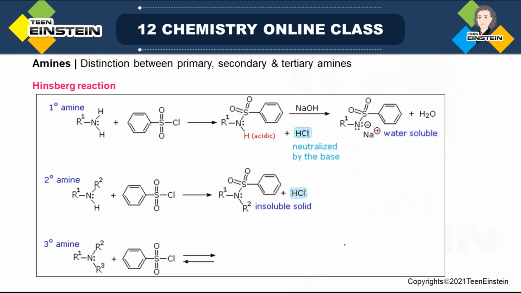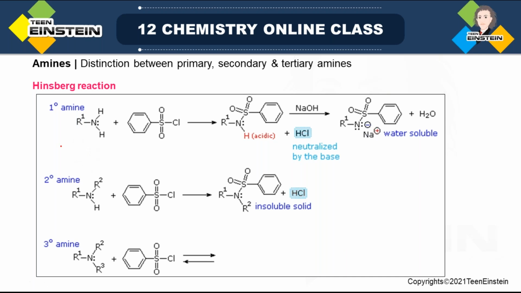So after finishing the different chemical reactions of amines, now we will try to understand how you can distinguish these three types of amines. Suppose you have some sample, you do not know whether it is 1 degree, 2 degree or 3 degree, but you want to know which type it is, then you can do this reaction, and it is known as the Hinsberg reaction.